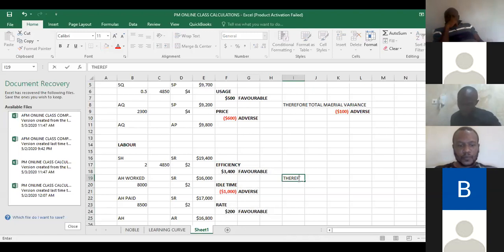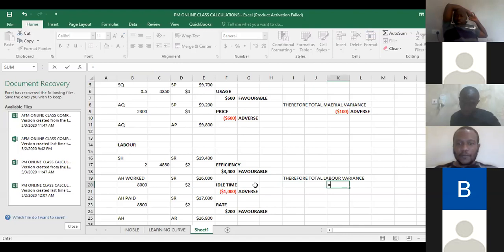Stay in stick. Our total labor variance will be the first minus the last. No matter what is there, it's just the top minus. So standard minus actual will give me my variance. And my variance is favorable because I have 2 favorables and 1 adverse.